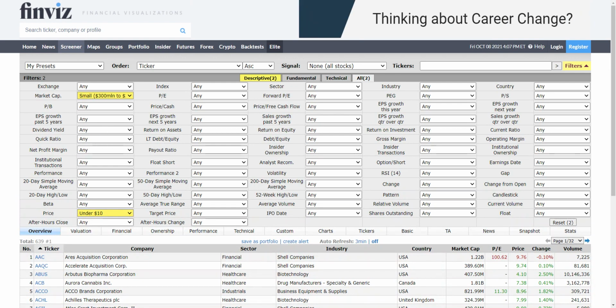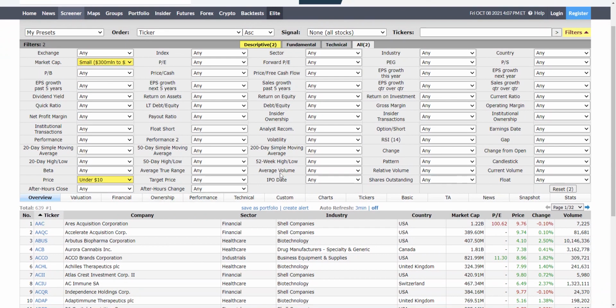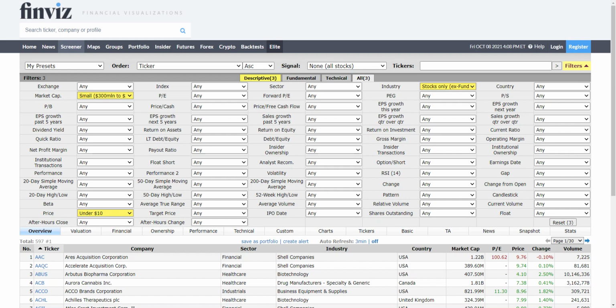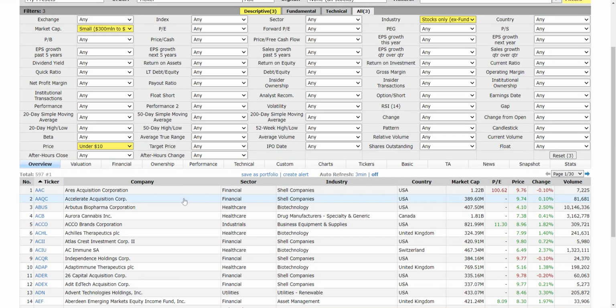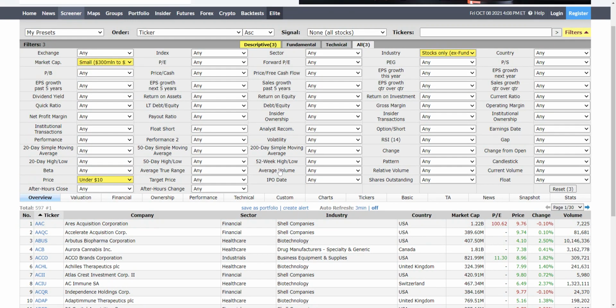After that, I'm going to be looking for the average volume. As you can see, the number has been cut down dramatically. We only have 639 stocks. But first, let's go with the industry that we're only going to be looking at for stocks, and as you can see, the number is 597. After that, as I said, average volume. What does the average volume mean? It basically tells you the average number of shares traded back and forth in a stock per day.